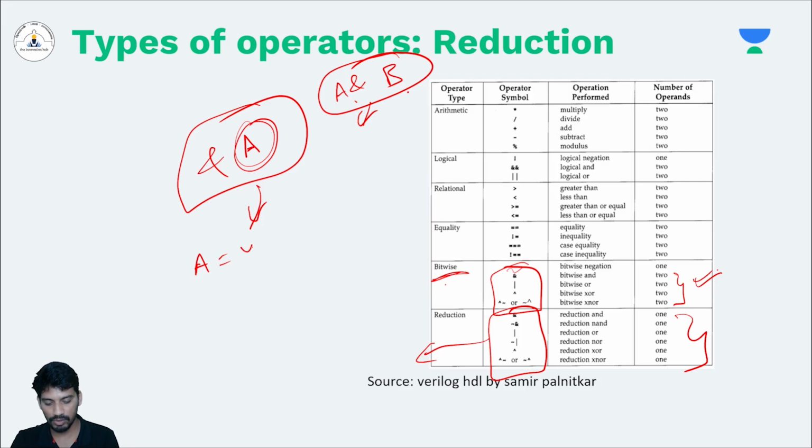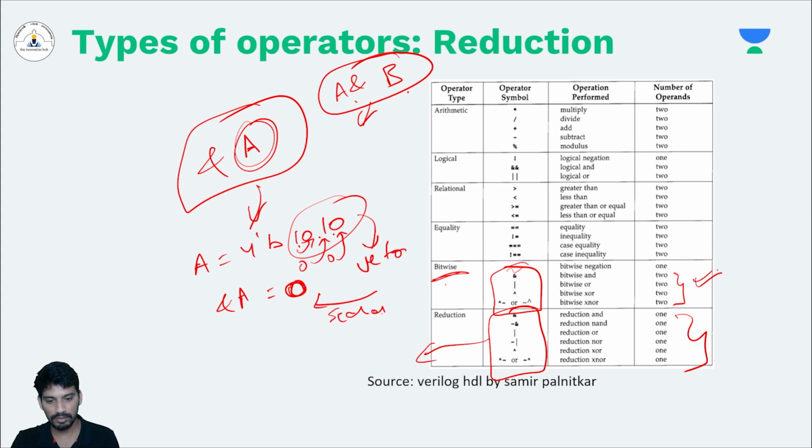So let's take an example. If my A is equal to 4'b1010, then AND of A will perform bitwise AND inside the A. So it will perform 1 into 0, which is 0, and then 0 into 1, which is 0, and then 0 into 0, which is 0. So it will convert the vector into a scalar. Okay.